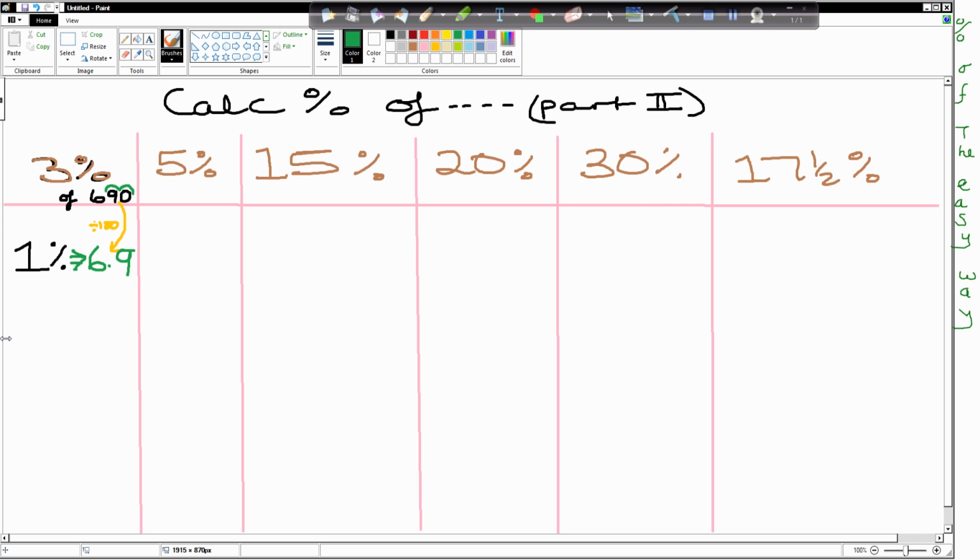Now I want to work out 3%. So how do we get from 1%, which we know how to do easily, to where we need to be? We've got 1, but I don't want 1, I want 3. What do we do? Times by 3. So 1% multiplied by 3 will give us 3%. So 6.9 similarly is times by 3. 9 times 3 will give us 27. 6 times 3 will give us 18, add 2 is 20.